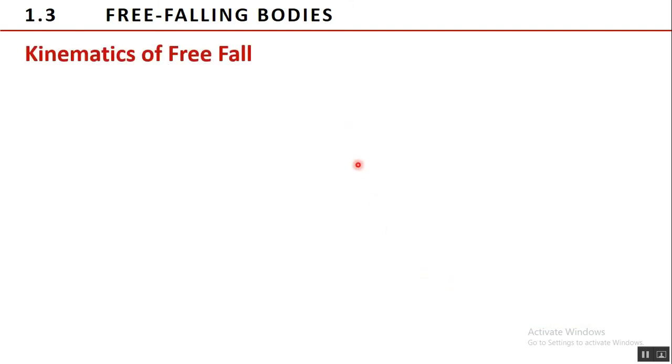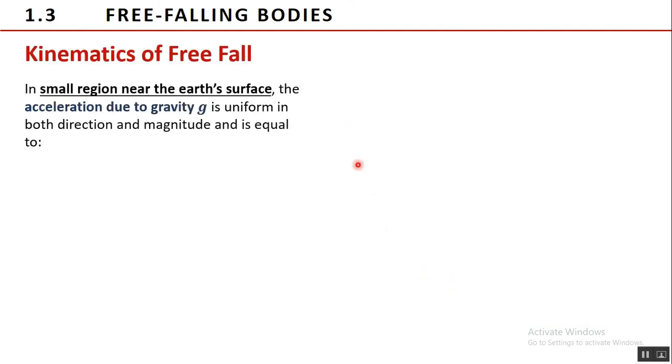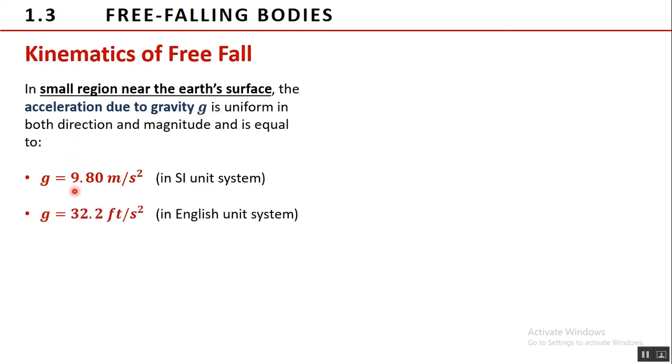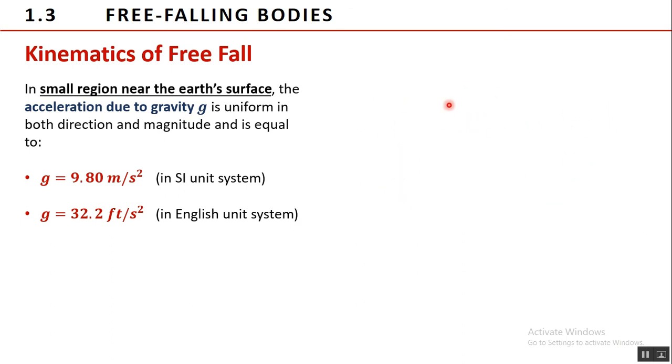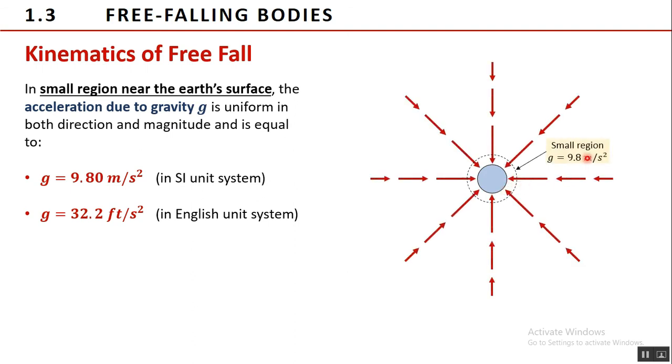Now let us consider the kinematics of a free fall. First thing to discuss is the acceleration due to gravity, which is denoted by small letter g. In a small region near the Earth's surface, the acceleration due to gravity is uniform in both direction and magnitude and is equal to 9.8 meters per second squared in the SI unit system, and 32.2 feet per second squared for the English system. As you can see in the figure, we neglect the variation of the magnitude of gravitational acceleration for a small region near the Earth's surface. And this is what we are going to apply.